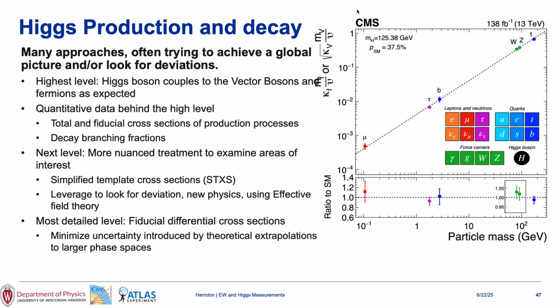And then you can look at another most detailed level, which is fiducial cross-section measurements versus any property you might be interested in. For instance, the momentum or the PT of the Higgs boson, always looking at the high momentum region as a potential place to look for new physics.